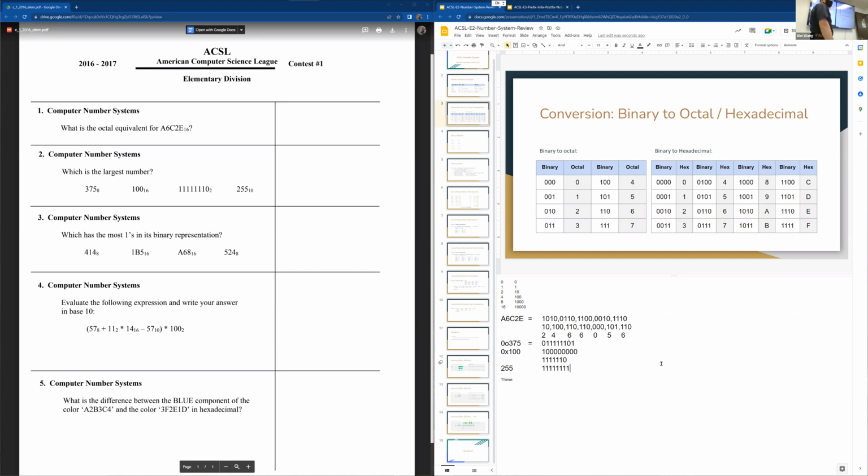And you got to know how to convert decimal into binary. So we can do this one here. 255 is 8 digits of 8 ones, right?